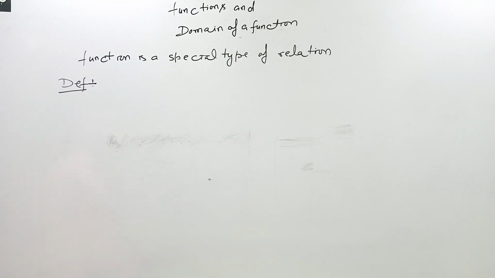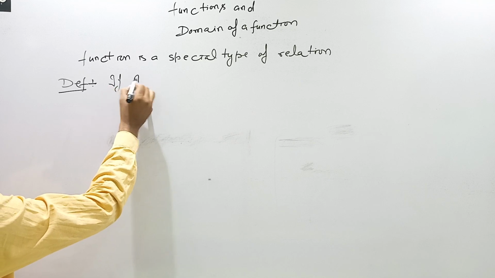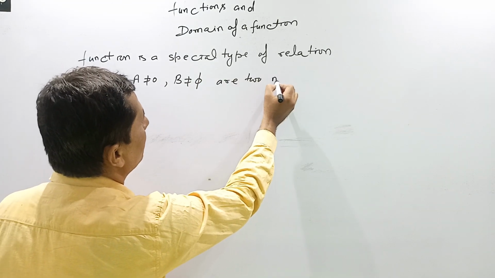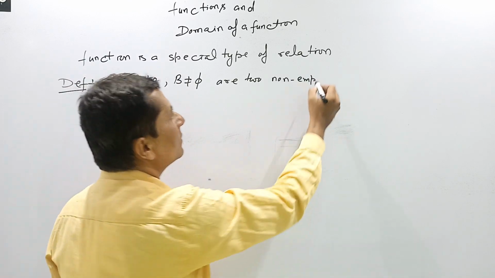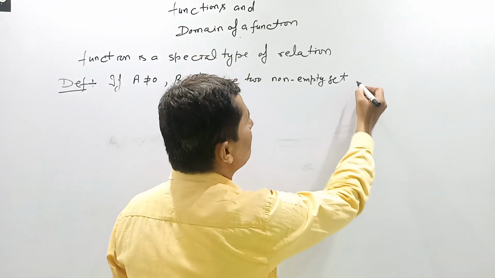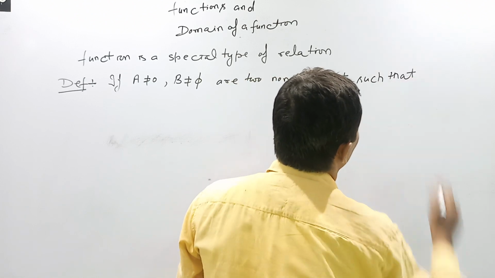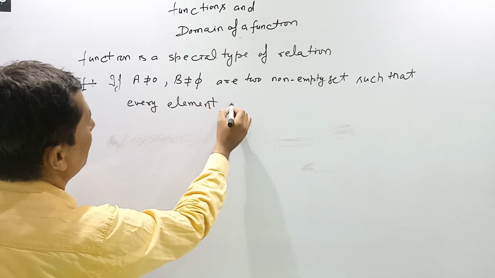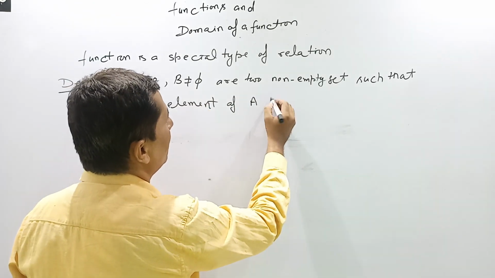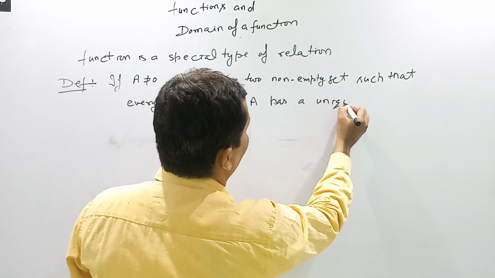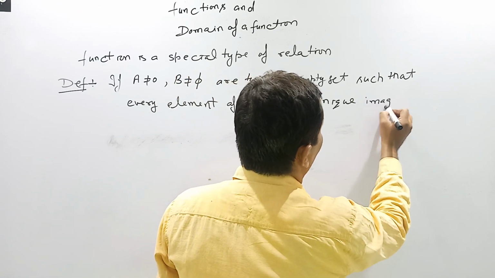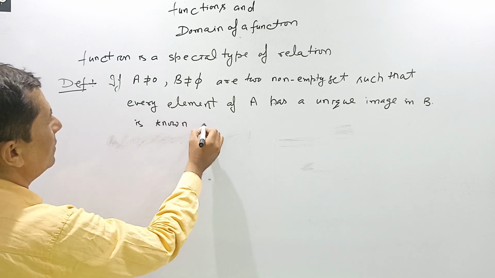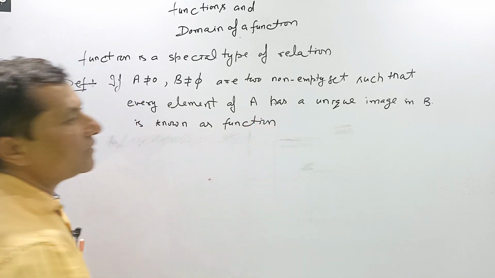you can say that if A and B are two non-empty sets such that every element of A has a unique image in B, it is known as a function. Is that a function?